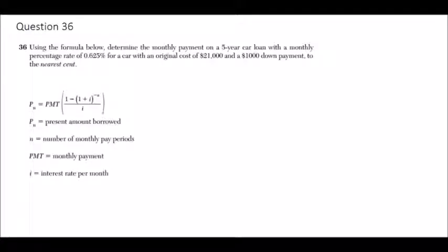This is question number 36 on the January 2017 Algebra 2 Regents. And what we have here is actually a pretty straightforward substitution, kind of a plug and chug question. Using the formula below, determine the monthly payment, which we will see as PMT, on a 5-year car loan. So 5 years represents the number of monthly pay periods, but obviously 5 years would be 60 months.